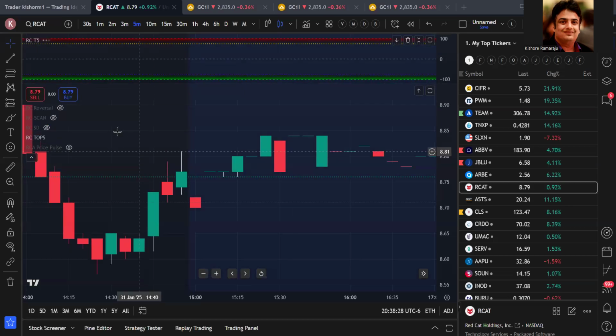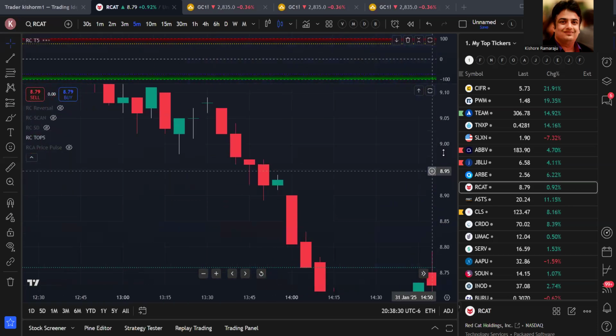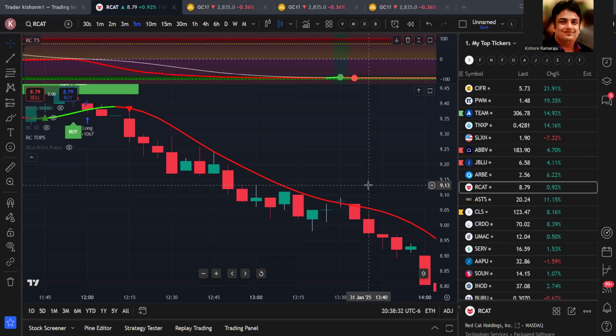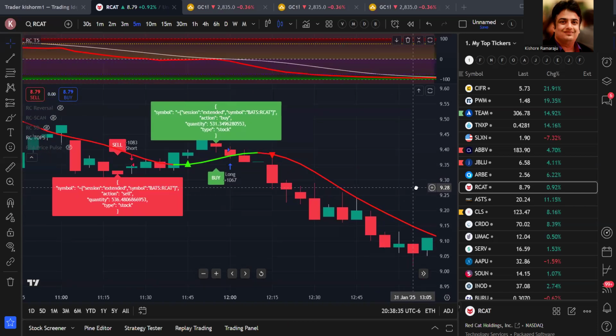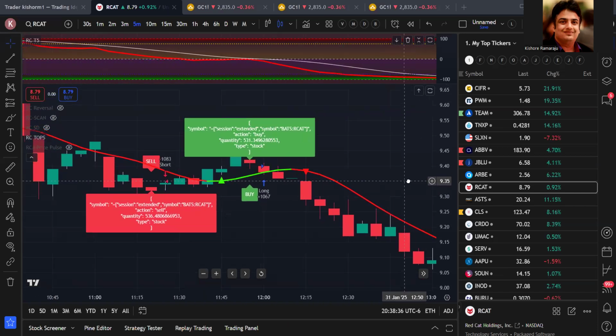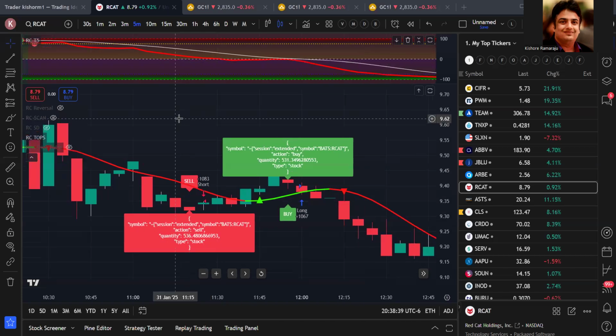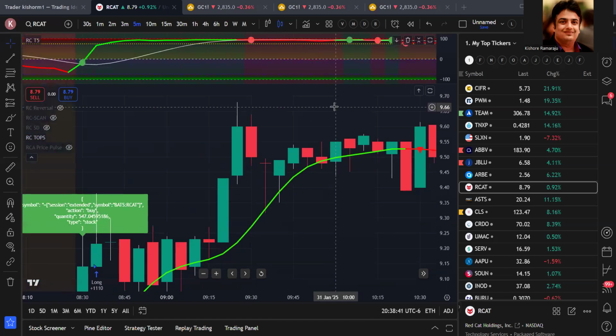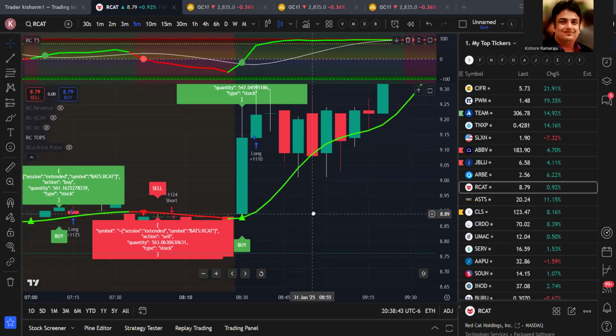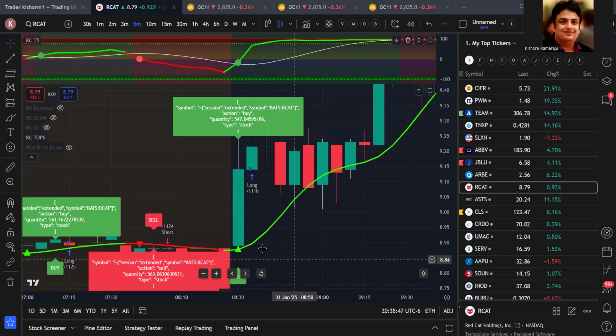Let us see RCAT. Yeah, there is a sell order, but immediately it started moving up. It will automatically, immediately buy. It bought 547 quantity, because it does double: it should close the short and again open a new long position.